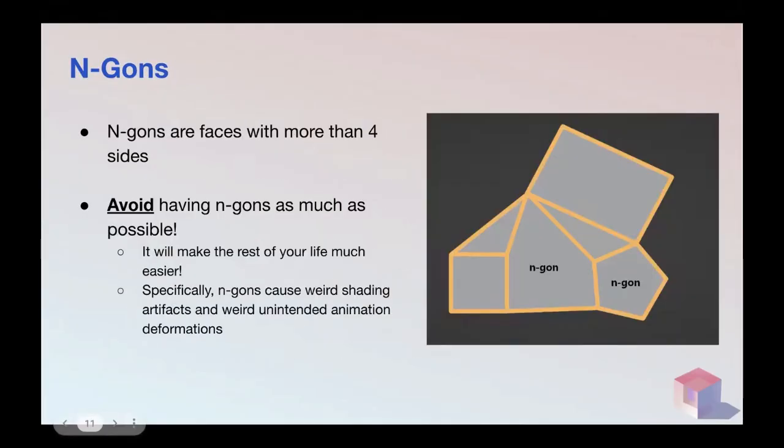Let's talk about n-gons. Here is a quad mesh. This one is a quad mesh. And these are n-gons. It's not good. We don't want these, because first, it will make your life a lot easier, and second, it will not give you weird shading. It will not bring the model into a very weird shape.